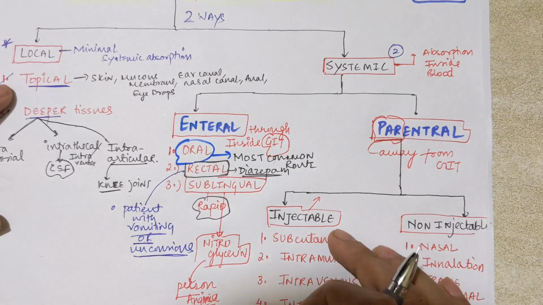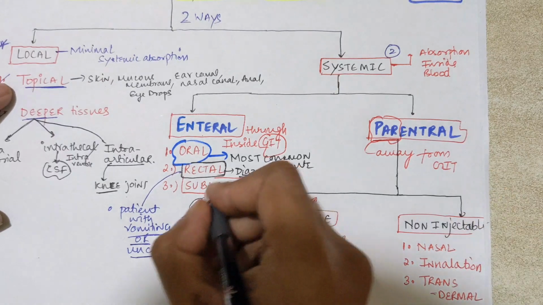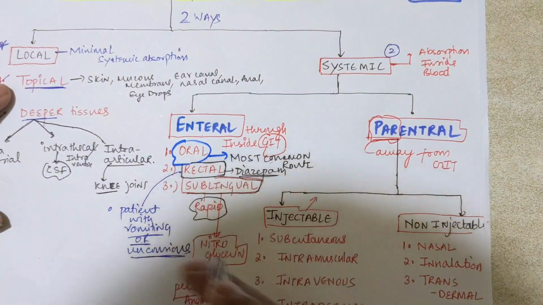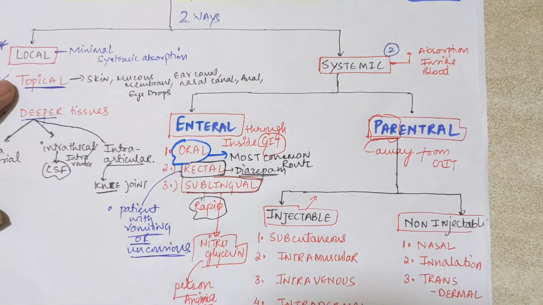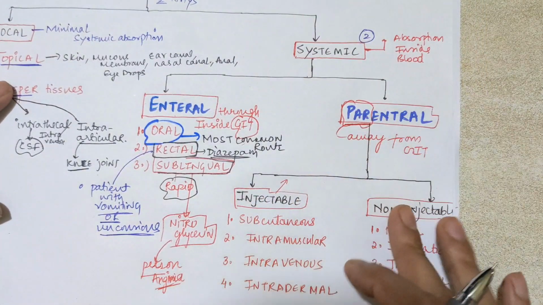So the main advantage of this is also that the drug can be absorbed quickly. Clear? So these are the three routes of the enteral. Now when we move on to the parenteral, I have told you, it means away from the GIT.